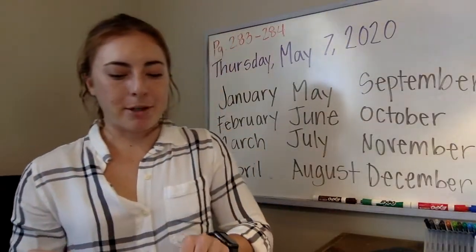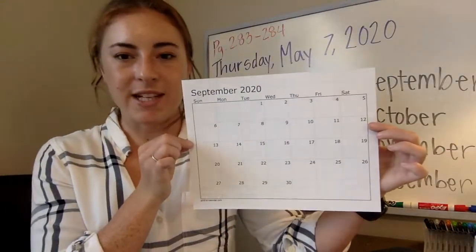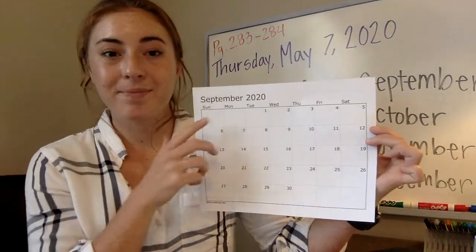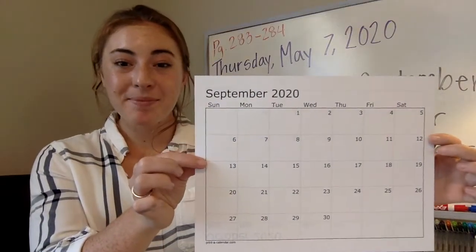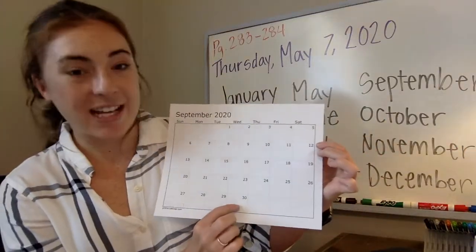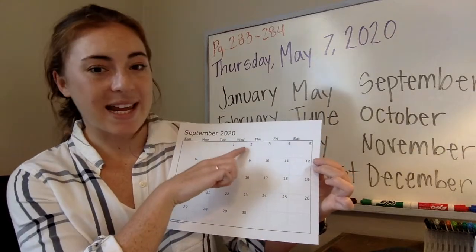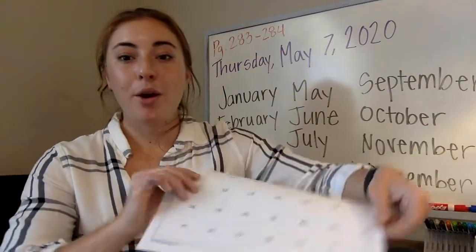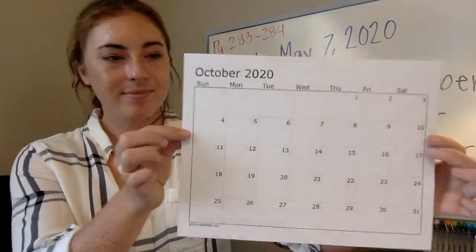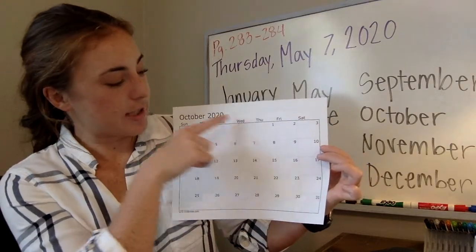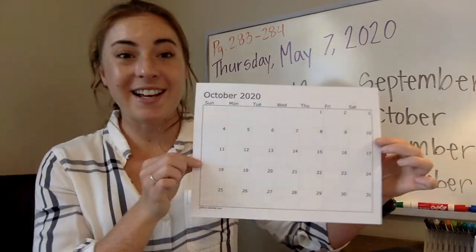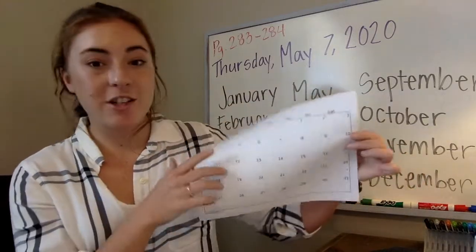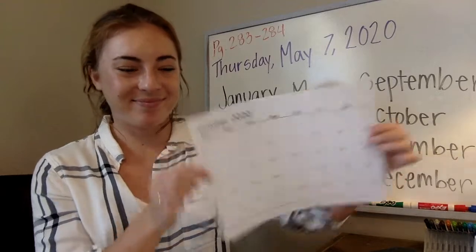What about September? When is the first day of September? Tuesday the 1st. And can you find the last day of September? There it is, the 30th, and that's on a Wednesday. Wednesday, September 30th is the last day of September. What about October? Thursday, October 1st. That's the first day of October. When is the last day? The 31st, and that's on a Saturday.